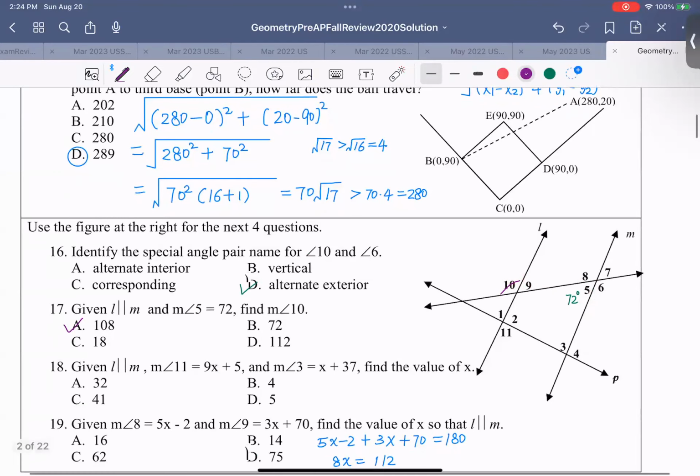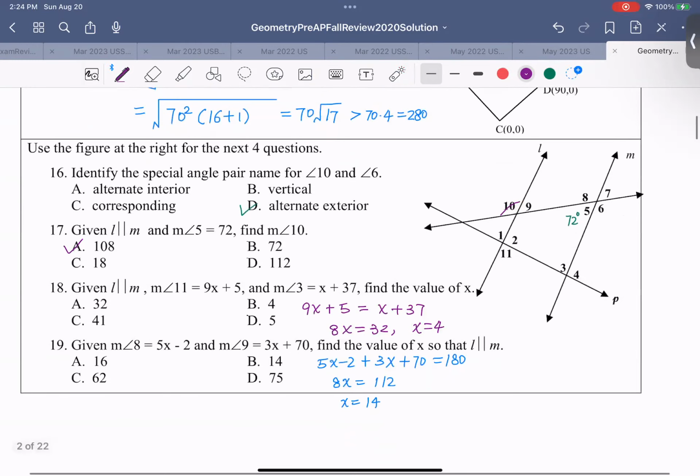Nice job. Let's see number 18. L is parallel to M. This is 11. This is 3. What should we do? 9x plus 5 is equal to x plus 37. Good. 9x plus 5 equals x plus 37. So we move things around. 8x is equal to 32. x is equal to 4. Good. Thank you. Next one is similar.